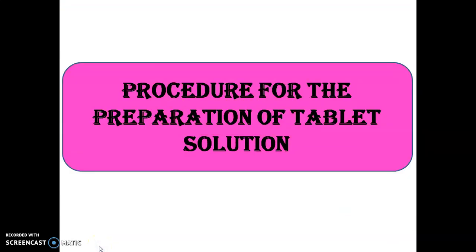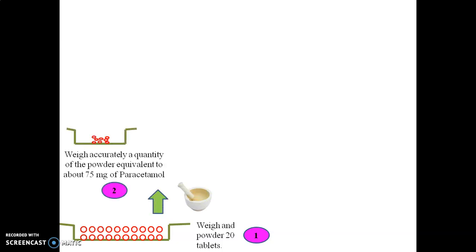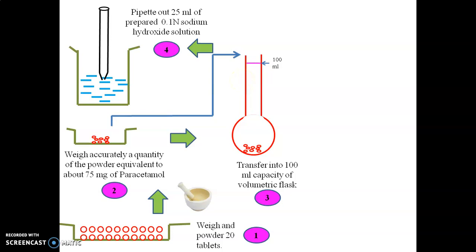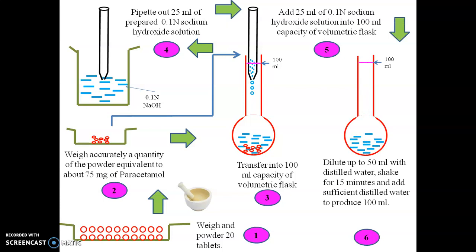Now we have to see the procedure for the preparation of the tablet solution. Weigh and powder 20 tablets. Weigh accurately a quantity of the powder equivalent to about 75 mg of paracetamol and transfer into a 100 ml volumetric flask. Now pipette out 25 ml of the prepared 0.1 normal sodium hydroxide solution and transfer into the flask. Then dilute up to 50 ml with distilled water. Shake for 15 minutes and add sufficient distilled water to produce 100 ml.